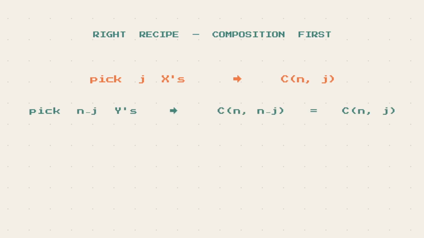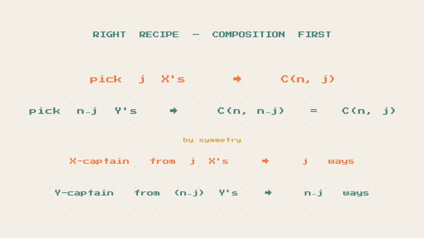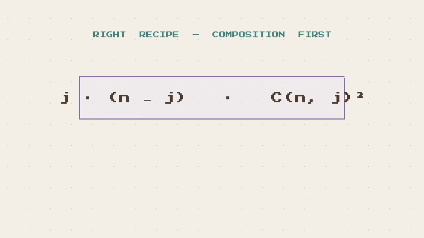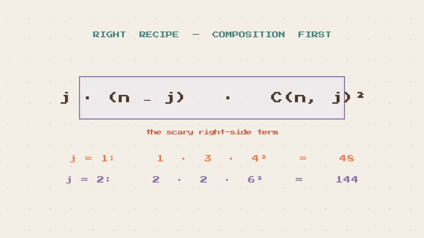Also, C(n, j) by symmetry: x captain from j x's on the team, j ways, and y captain from the n minus j y's, so n minus j ways in total, right? Okay, now multiply, which is j times (n minus j) times C(n, j) squared, and there's a scary right side term. Now plug in j equals 1 and it gives you 48.